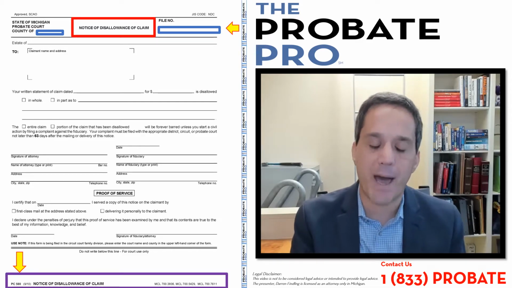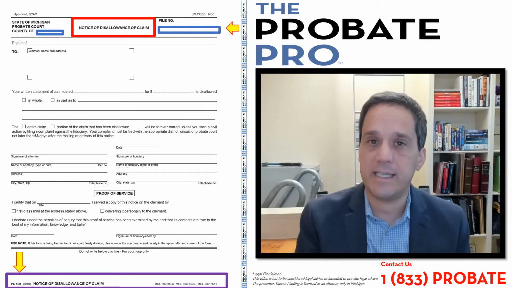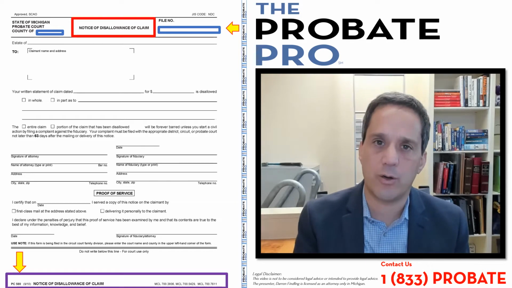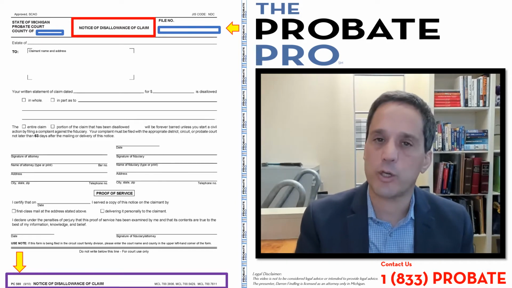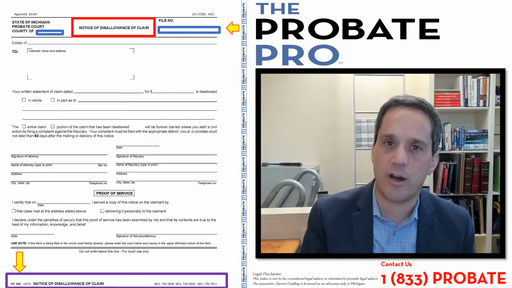In this case, on the bottom left corner, you'll see it's pointing to PC 580. PC stands for probate court. So this is PC form 580. If you need this form, you can of course Google it or contact my office. We're happy to provide one free of charge.